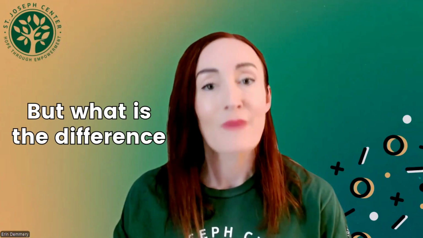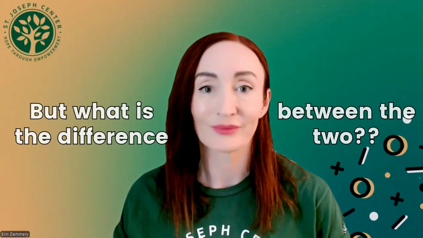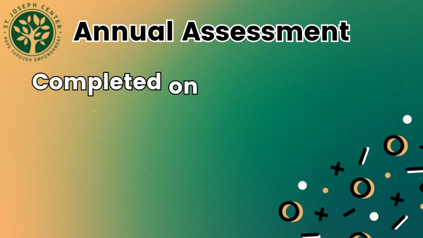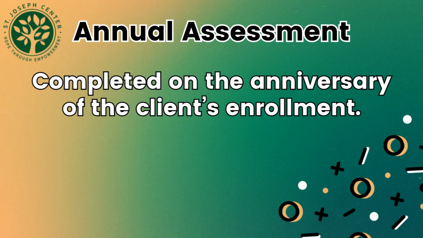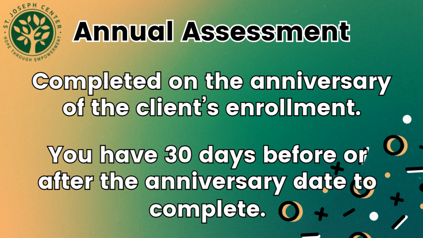An annual assessment and a status assessment are both completed the same way in Clarity and contain the same information. But what is the difference between the two? An annual assessment is completed on the anniversary of the client's enrolment. You have 30 days before or after the anniversary date to complete the annual assessment.